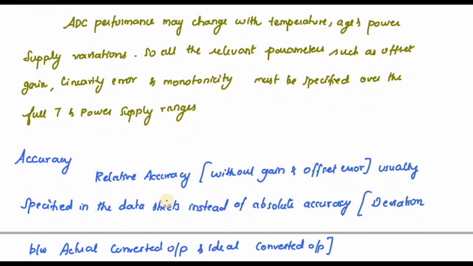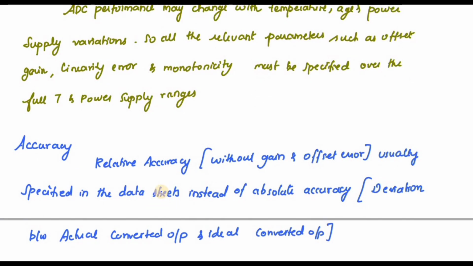So next one is accuracy. Absolute accuracy is the maximum deviation between the actual converted output and the ideal converted output, whereas the relative accuracy is the maximum deviation after the gain and offset error has been removed. Usually the data sheets will specify the relative accuracy by removing the gain and offset error. The accuracy of the converter is also specified in terms of LSB increment or percentage of full scale voltage.